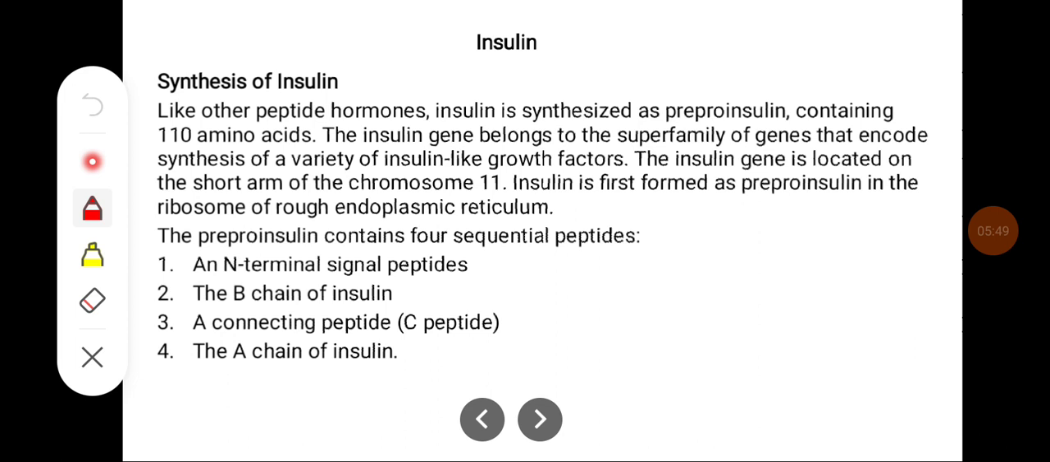Synthesis of insulin. Like other peptide hormones, insulin is synthesized as pre-proinsulin containing 110 amino acids. The insulin gene belongs to the superfamily of genes that encode synthesis of a variety of insulin-like growth factors. Insulin gene is located on the short arm of chromosome 11. Insulin is first formed as a pre-proinsulin in the ribosome of rough endoplasmic reticulum.